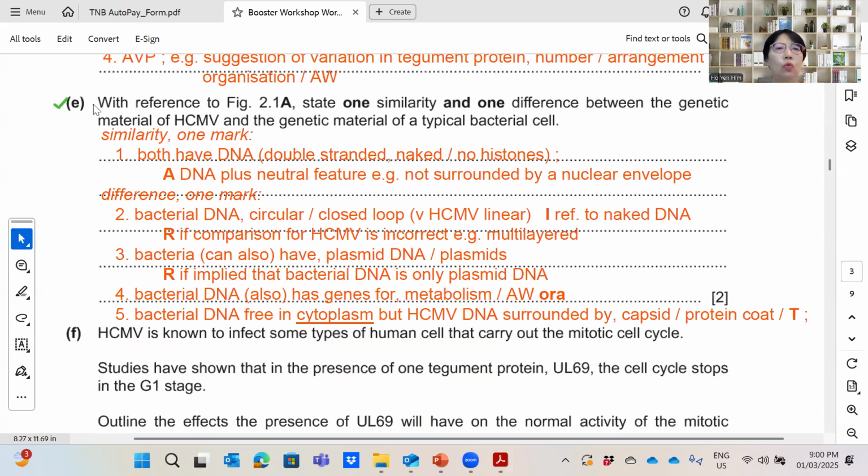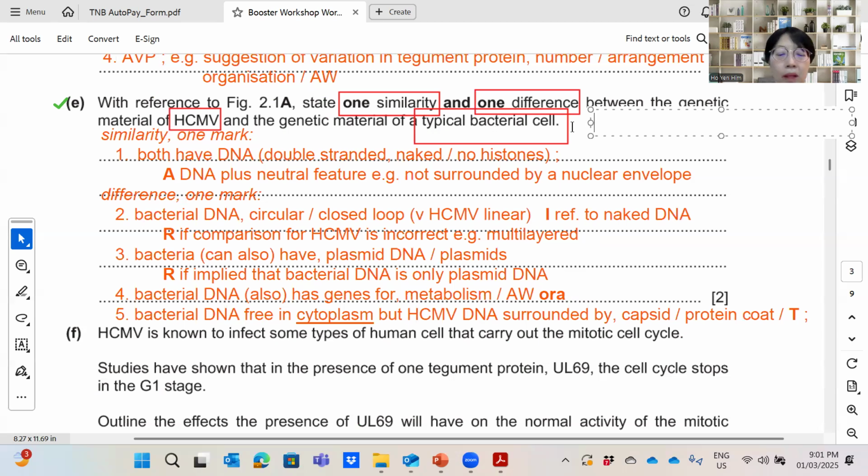With reference to figure 2.1a, state one similarity and one difference between the genetic material of HCMV and the genetic material of a typical bacterial cell. So state one similarity and one difference between the genetic material of HCMV and bacterial cell. So both of them, virus and bacteria. In this particular example, the virus uses DNA, and the bacteria also use DNA. So both of them, genetic material is made of DNA. So therefore, the first answer is both have DNA as genetic material. So this similarity, 1 mark only.